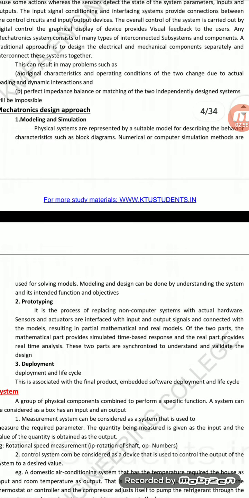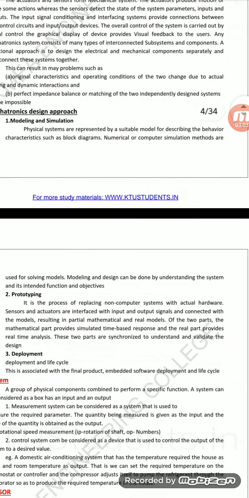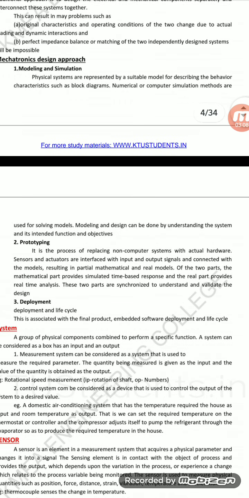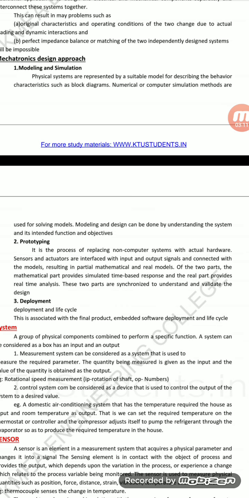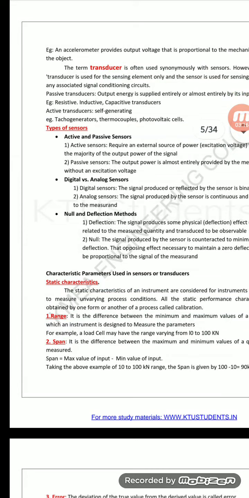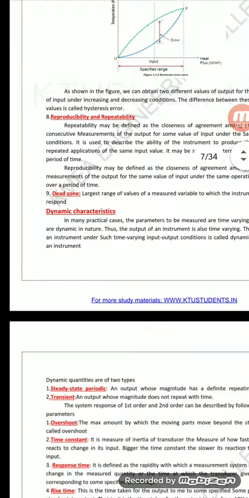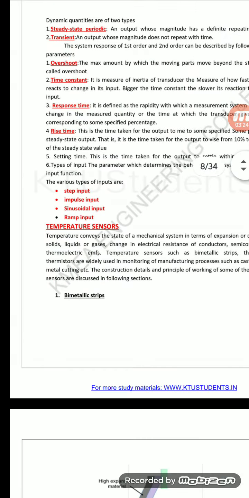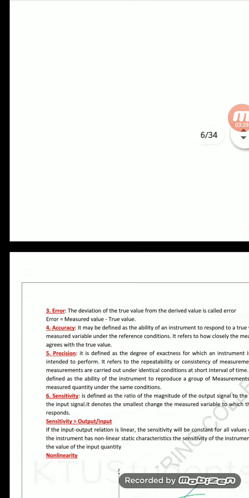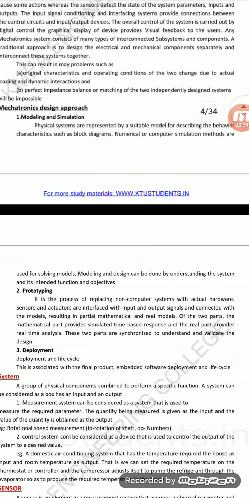Next, mechatronic design approaches. Mechatronic design approaches are mainly three types: modeling and simulations, second prototyping, and third development. So prototyping, development, and modeling and simulations. These three types depend upon some modulations. What is the first one? Modeling and simulations.